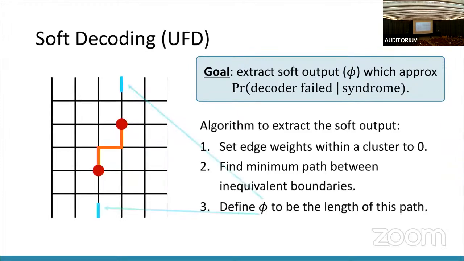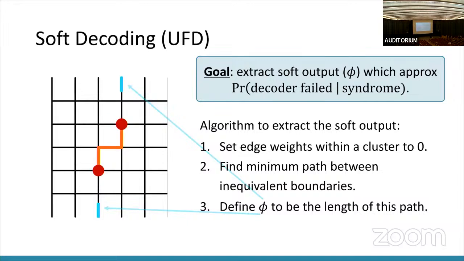And to do so, we have come up with this algorithm where we essentially set all edge weights within the cluster to be 0. So pretend the clusters are here. So all edges inside there are 0. And then we want to find the minimum path between the one boundary to the other boundary. And then we'll define phi to be the sum of basically the path that's left over.